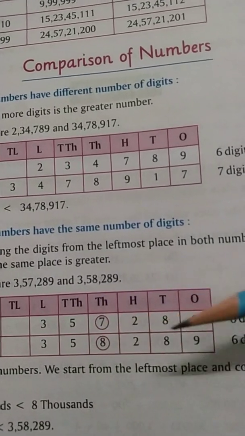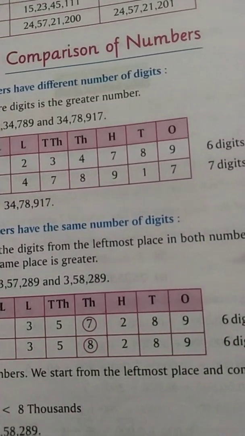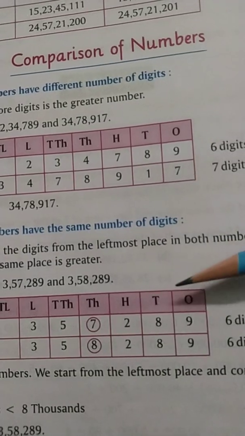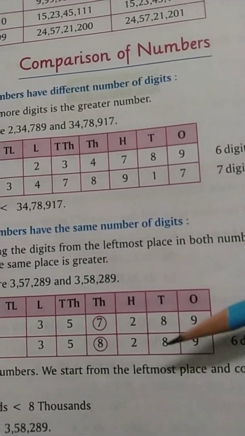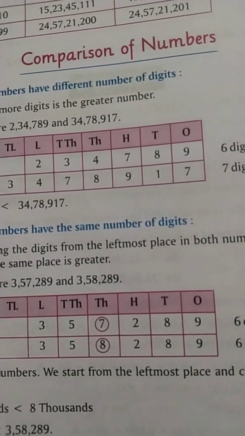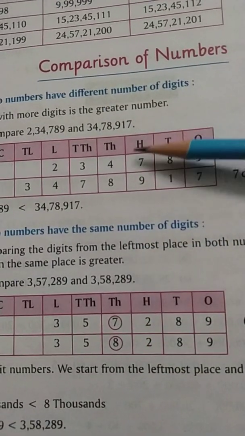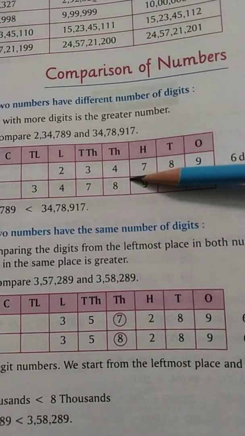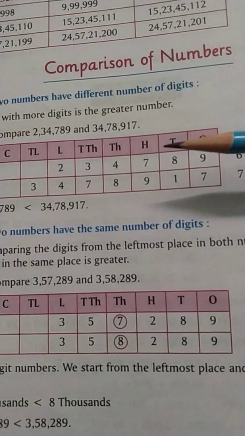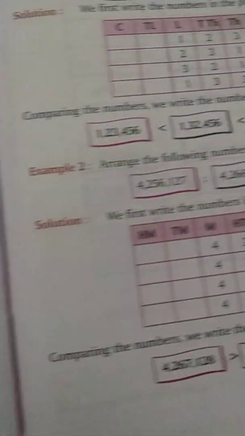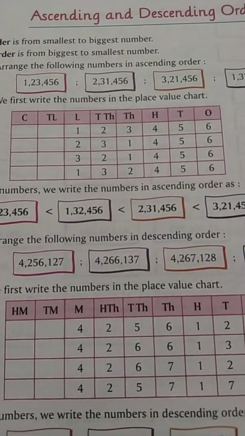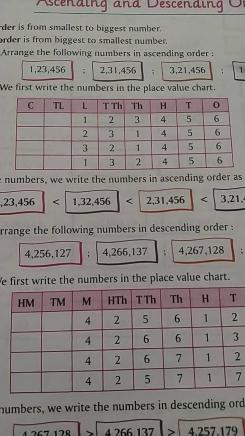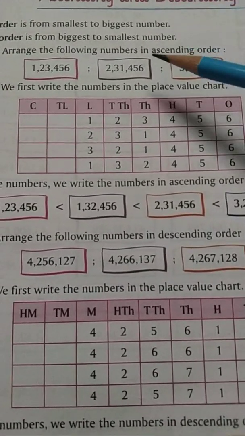Till the places become equal, we'll go to the other places, to the smaller place. And then we can compare the numbers, right? And in the same way as we have compared the numbers, after comparing, we can arrange the numbers in ascending and descending orders.